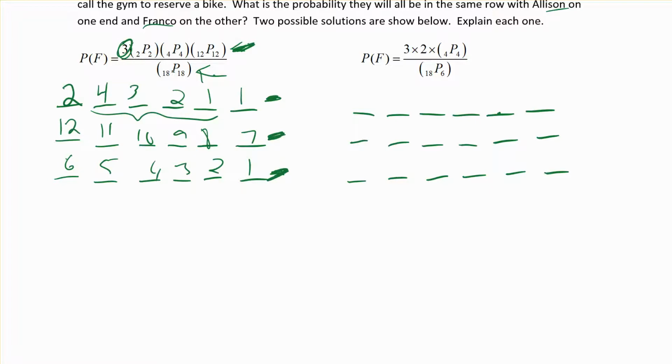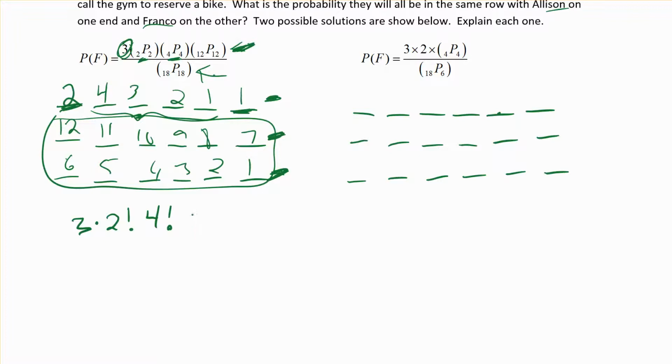This 2P2, well, that's the same thing as saying 2 factorial, and that comes from our 2 ends, right? There were 2 factorial ways that Franco and Allison could be, so that's where that comes from. The 4P4, that's the same as saying 4 factorial, right? And that's everybody in the middle. There's 4 factorial ways for that to happen. And then 12P12, that's everybody else. That's the bottom. And there are 12 factorial ways for them to be arranged.